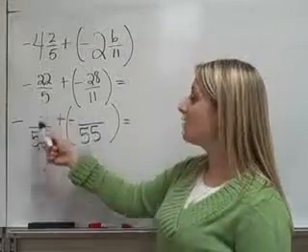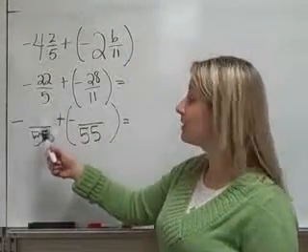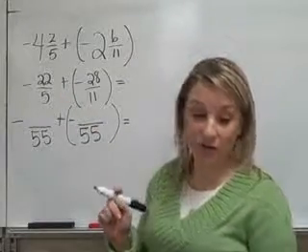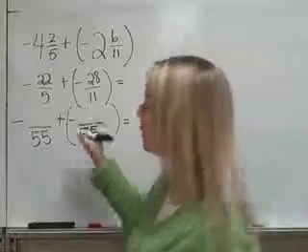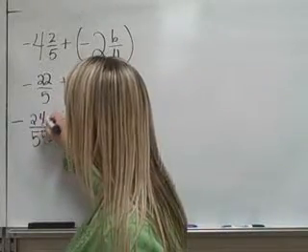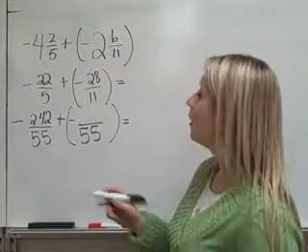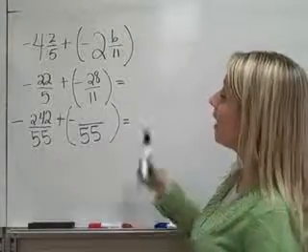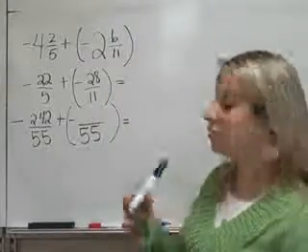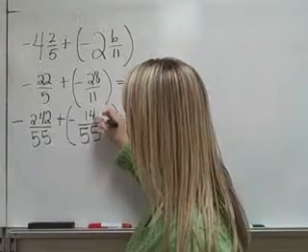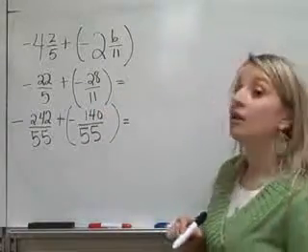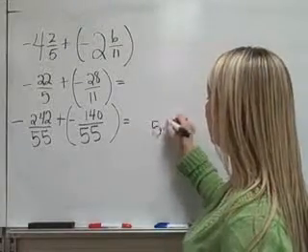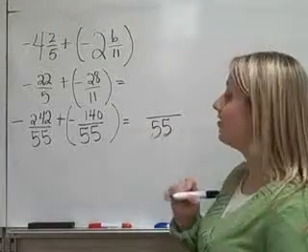Okay. 5 goes into 55 11 times. 11 times 22. Okay, you have to be able to do 11 times 22. It's 242. 11 goes into 55 5 times, and 5 times 28 is going to be 140. Now my denominators are the same, so I know that my answer is going to be over 55.